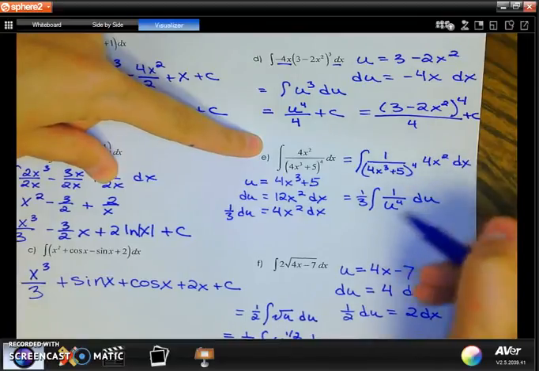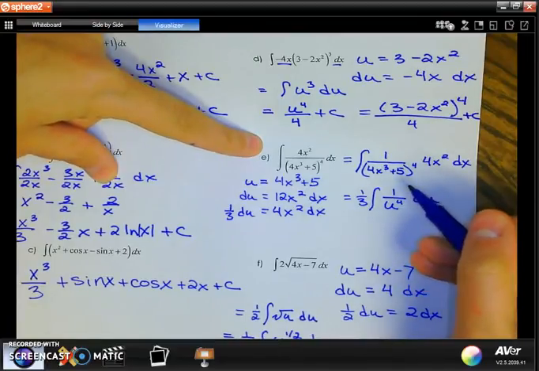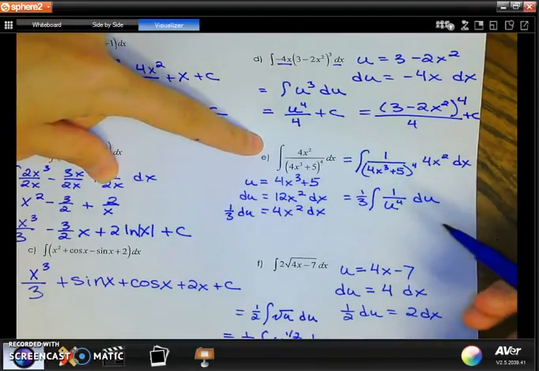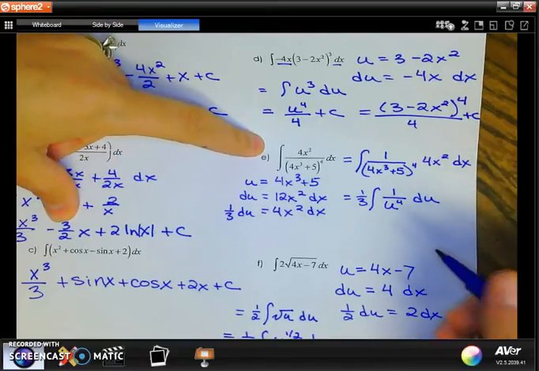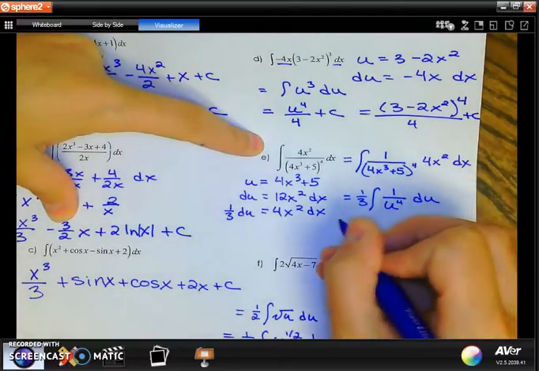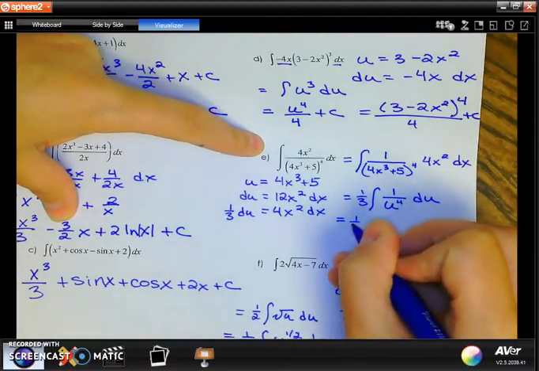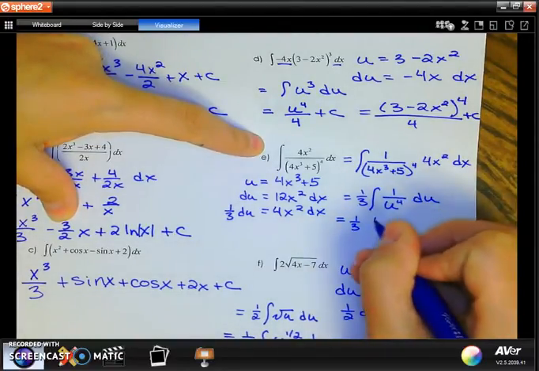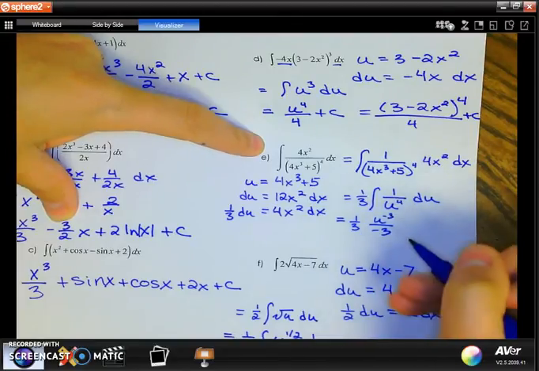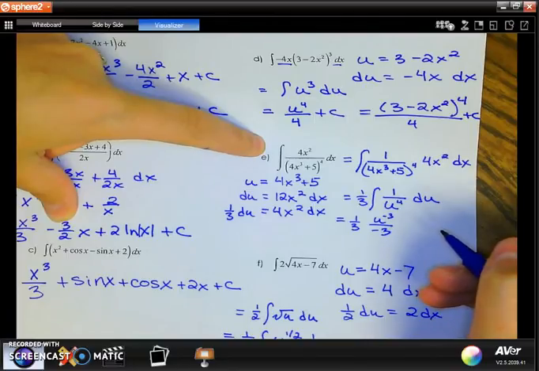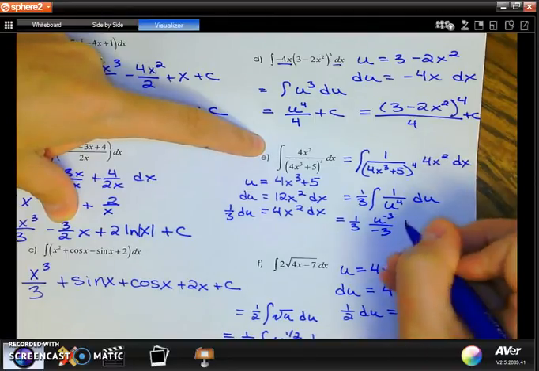Now, I'm going to take this u to the 4th and bring it up to the numerator, so it would be a negative 4. And then from there, I'm going to add 1 to the exponent and divide. So if I brought that up, it'd be to the negative 4. I'm going to add 1 to the exponent, so that would make it a negative 3, divided by this, and don't forget your plus c.